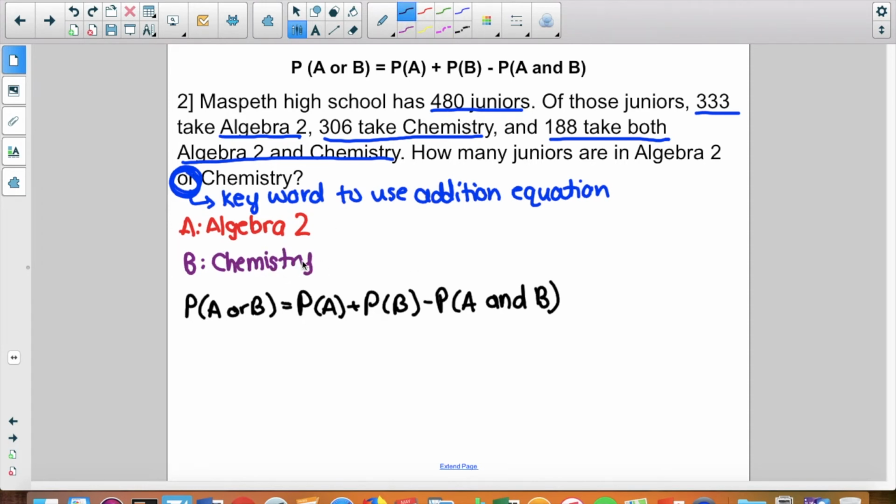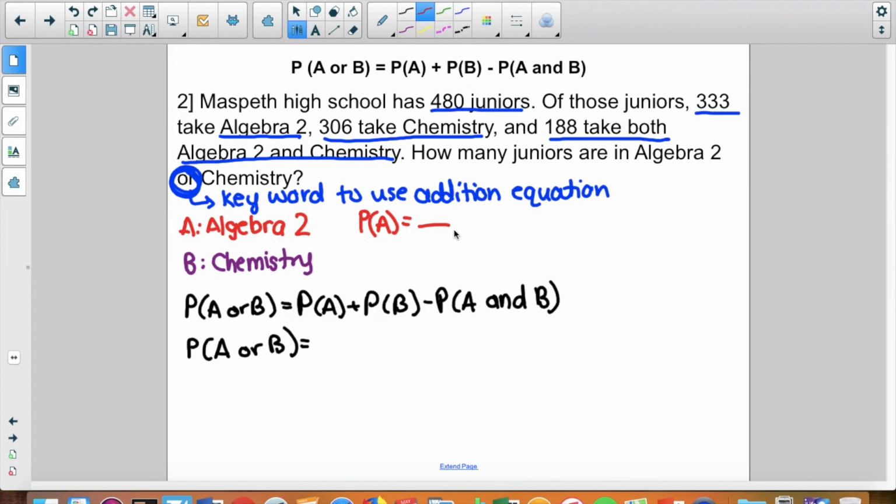And then let's begin. So we're finding the probability of A or B. First let's find the probability of A, the probability that someone takes Algebra 2. Now we have to do a little bit of work here because it doesn't tell us exactly the probability. It only tells us how many juniors take that class. So what we have to do is make it a fraction.